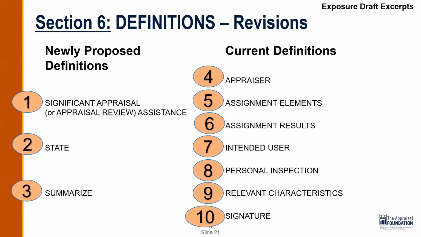So, just as a summary, as the slide notes here, there are three definitions that are proposed to be added, and 7 definitions that are proposed to be revised. One thing that this slide does not include is the one definition that we continue to propose to delete, which is misleading. Thank you, Wayne. So remind us why the ASB is proposing to delete the definition of misleading.